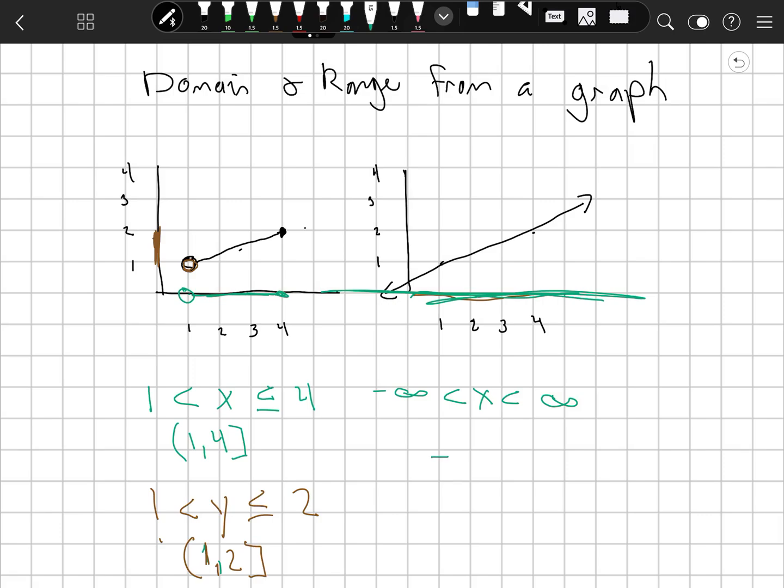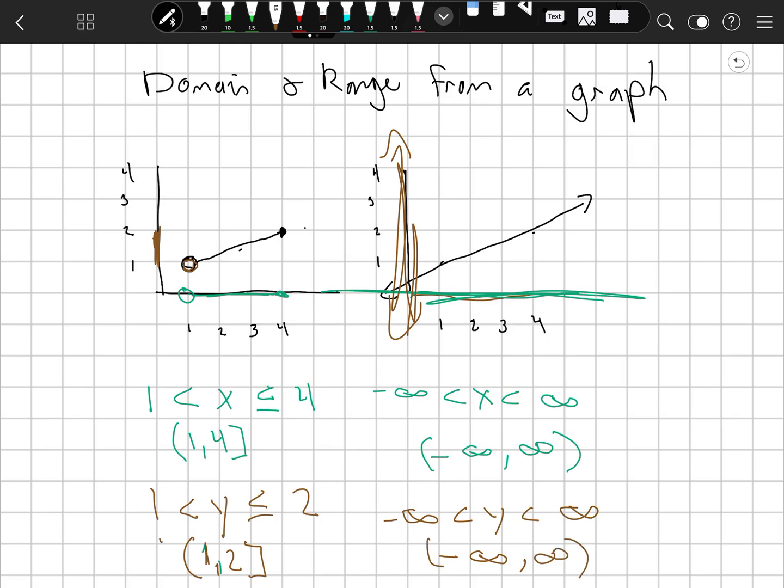And the way that you would write that in interval notation is negative infinity, comma, infinity. And we'll use parentheses here. The reason we don't use brackets or an equal to bar is because you never quite get to infinity. It's just a concept. Okay, as for the range, think about going up and down. Well, same idea there. We could go up and down forever. So we've got negative infinity is less than y is less than infinity. And if you wrote it in interval notation, negative infinity all the way to infinity.